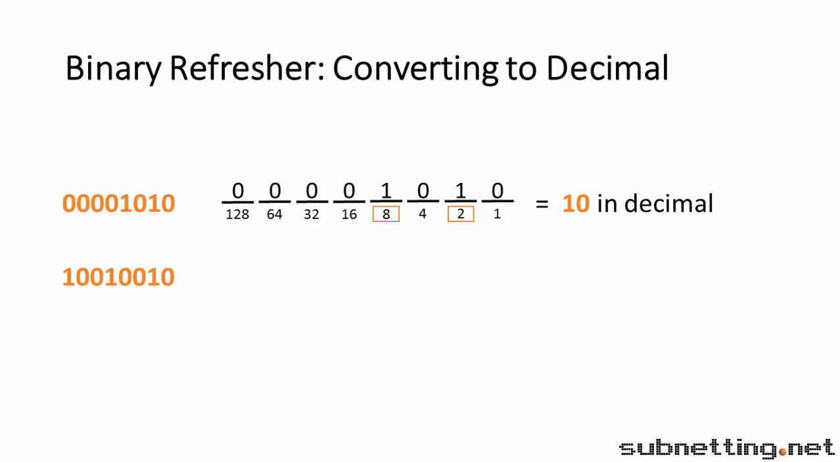10010010. Again, we write out the bits with their corresponding decimal values underneath. Then we add up the numbers below the ones. 128 plus 16 plus 2 equals 146 in decimal.